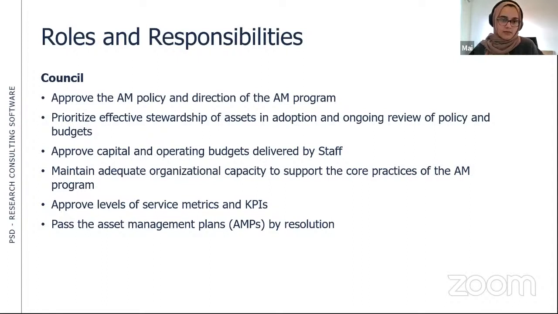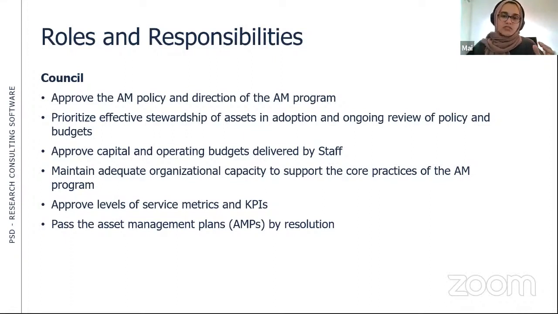The second highest responsibility is approving the level of service metrics and the key performance indicators. So as I mentioned, the Ontario regulation really focuses on the levels of service that you are providing and that you will be proposing to provide later in 2025. So council's responsibility is to approve those levels of service and where possible to recommend changes, improvements, decreases perhaps in the levels of service that then staff can take and consider whether that's sustainable or not. So really that to me is the two major umbrella responsibilities.